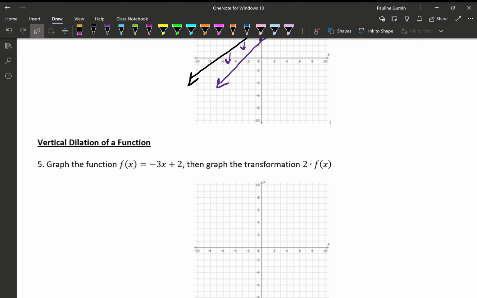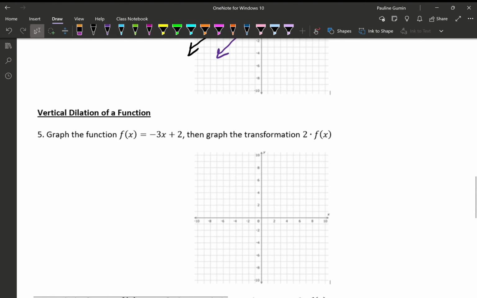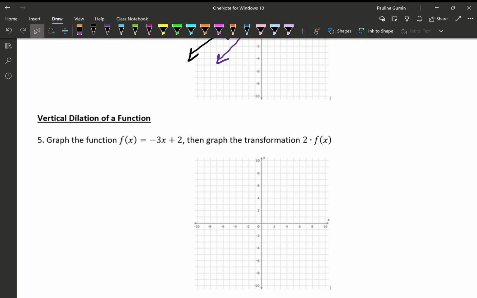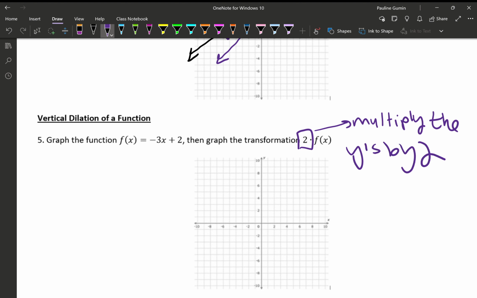Anyways, number 5 is going to be a stretch. And I know that because it has a whole number bigger than 1 in front of it. So this 2 means multiply the y's by 2. Just the y's. Okay? So our points are going to stay almost the same. We're just going to multiply the y's by 2. And I kind of like to write it out. It'll be a little easier for us to see.